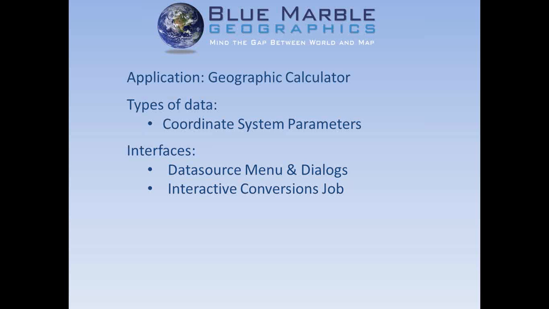We're going to be spending most of our time in the data source menu and the dialogues associated with that for working with customized projections, and we're going to take a quick example of that on the interactive conversions job. Really, what we can do with the custom parameters is something you can apply on any of the interfaces throughout all of the Geographic Calculator. We're just going to take a quick example of it on the interactive job.